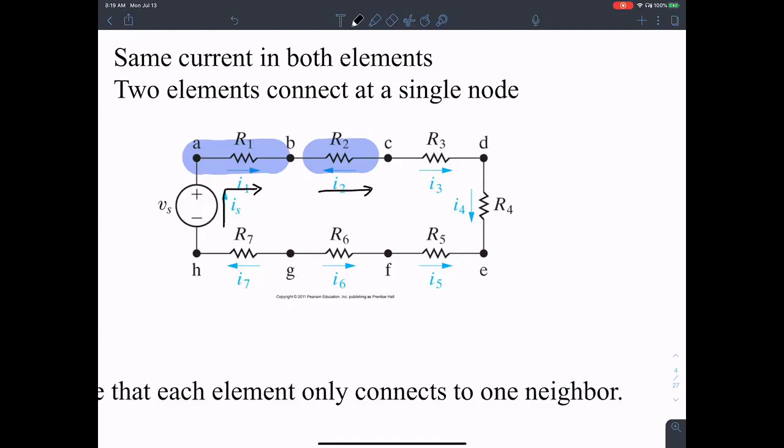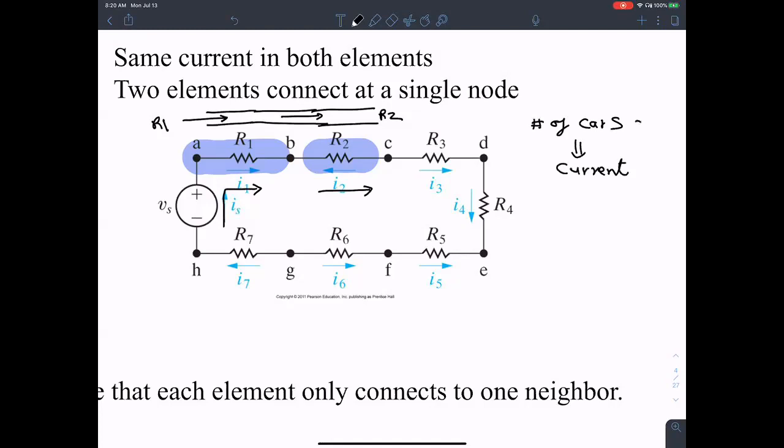So think of this as a road, okay? And think of R2 as another road. All the cars that are coming in from west to east, all the eastbound cars on this R1 road, have nowhere else to go but to R2, okay? Then this is the idea of series connection. Then you can think of the number of cars as being similar to the current.